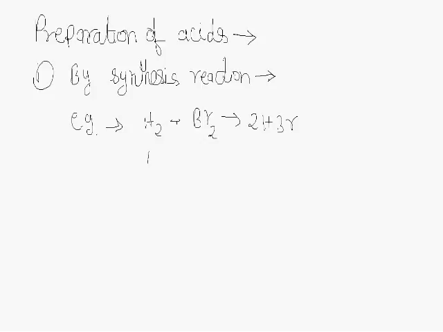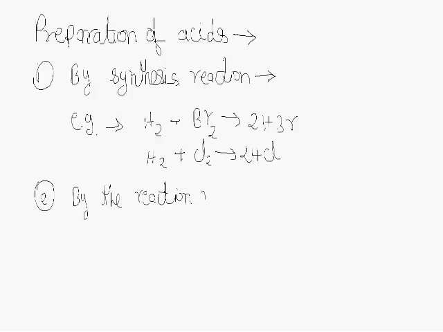Similarly, by the reaction of hydrogen plus Cl2, we can get another acid, that is hydrochloric acid, HCl. And the second method is by the reaction of non-metal oxide with water, that is H2O.